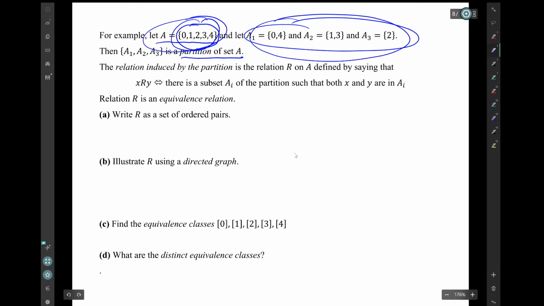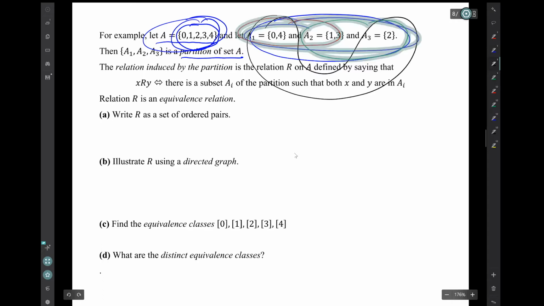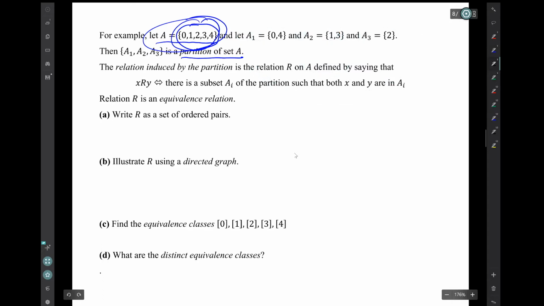That is, these sets don't overlap. They are pairwise disjoint. These two sets don't intersect, these two sets don't intersect, and these two sets don't intersect. So there are no numbers in set A that reside in more than one of these sets. So those three sets really are a partition of set A. So we can talk about the relation induced by that partition.